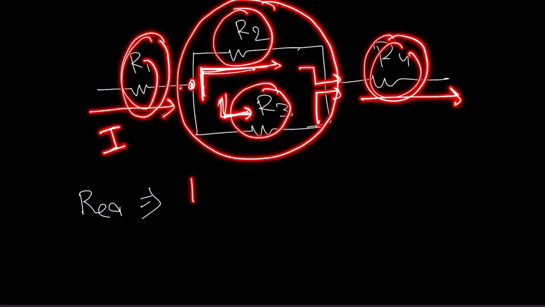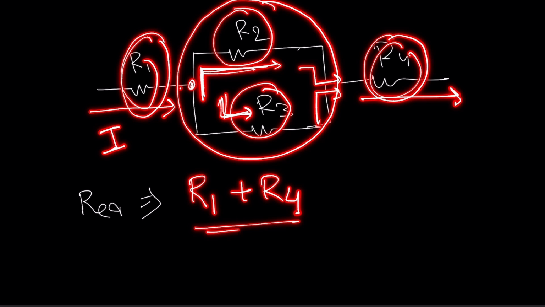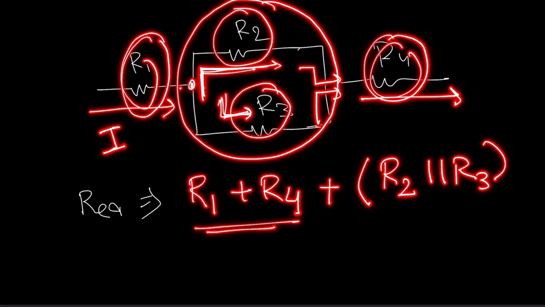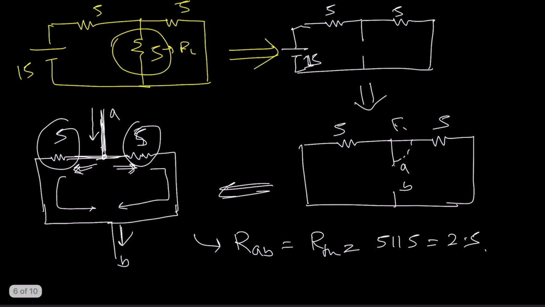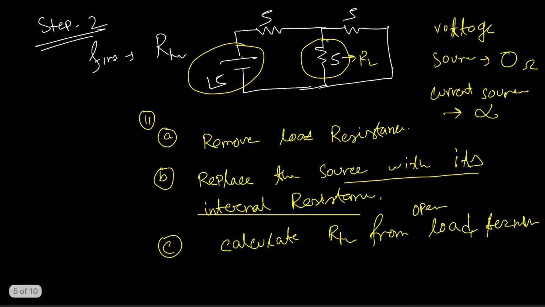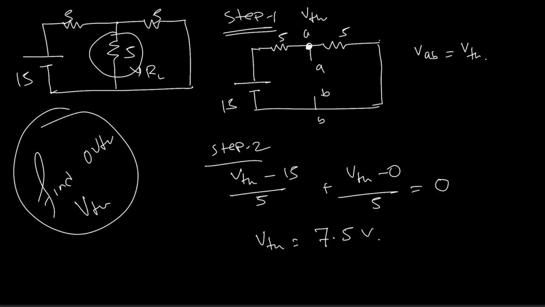So what we can write down? R1 plus R4. Why? As these two are in series, right? And this is in series with the combination of R2 and R3. And here we can say R2 and R3 is in parallel. So we can write down R2 parallel R3. So this will be the equivalent resistance. We can calculate the equivalent resistance like this, okay. But in this question, it's very easy. 5 parallel 5, so RTH is 2.5, okay. So we already got the value of RTH is 2.5, the value of VTH is 7.5.